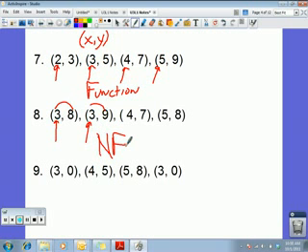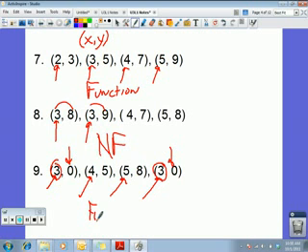Okay, just going through number 9, I look, I go 3, 4, 5, 3. So here's my x's that repeat, but notice they go to the same y. We just stated it twice. This one is a function. It's not cheating. It doesn't have a different girlfriend.